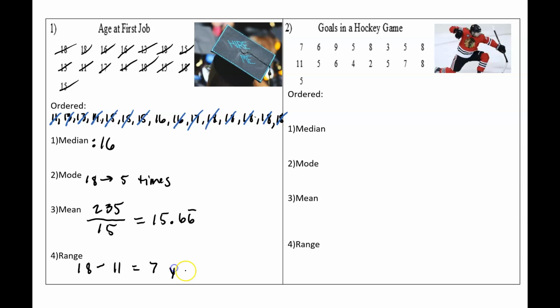And these are all years, right? So when we're talking about somebody working a job, we've got a median of 16 years. We've got a mode. Most people are 18 years old when they're working that first job. We've got a mean, an average of 15 and a half, a little bit more than that. And we got a range of, okay, our youngest person's 11, oldest person's 18. So we got a range of 7 years, right?